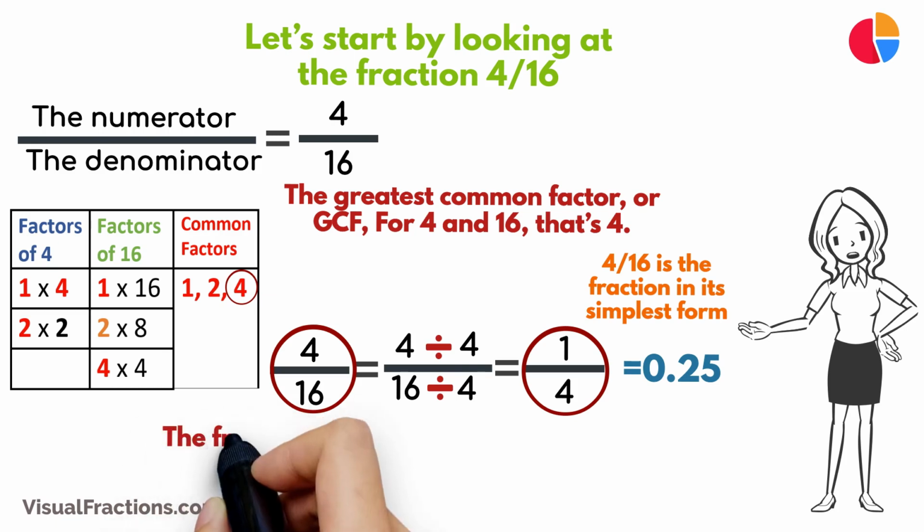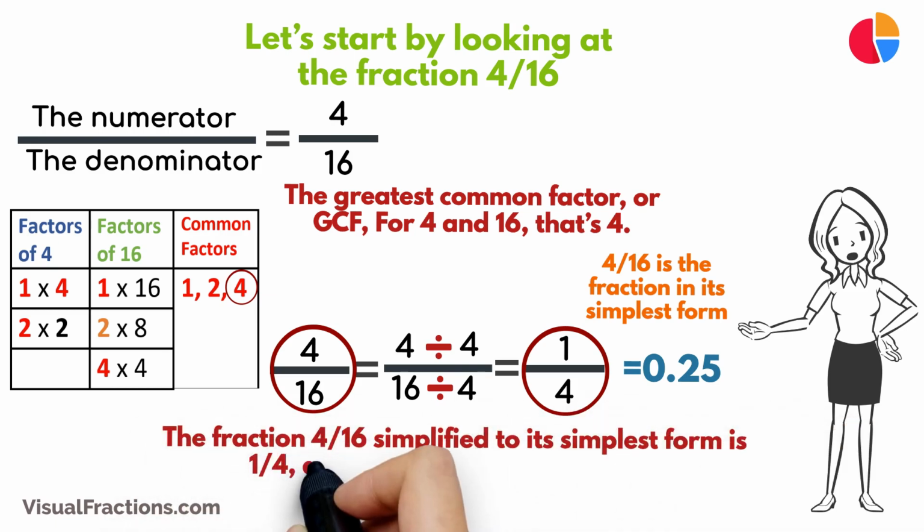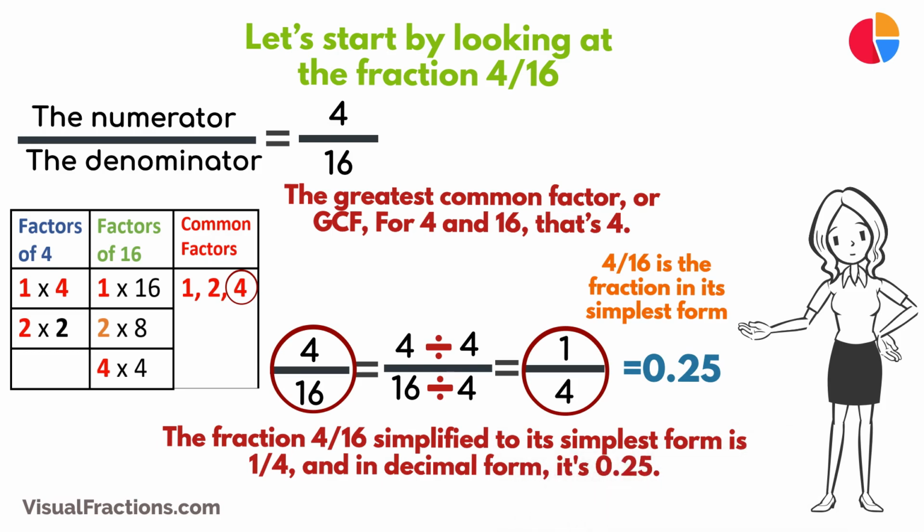So, there you have it. The fraction 4/16 simplified to its simplest form is 1/4, and in decimal form, it's 0.25.